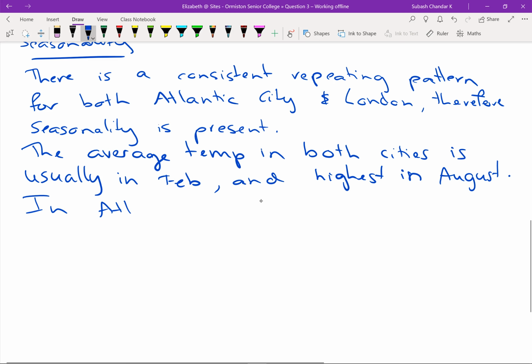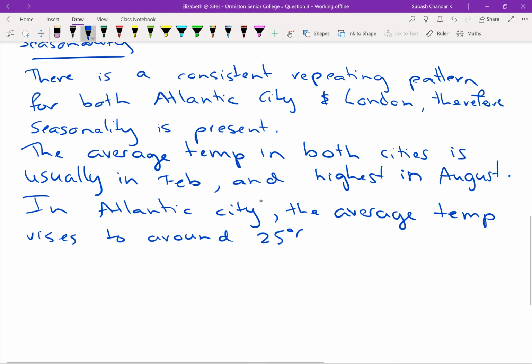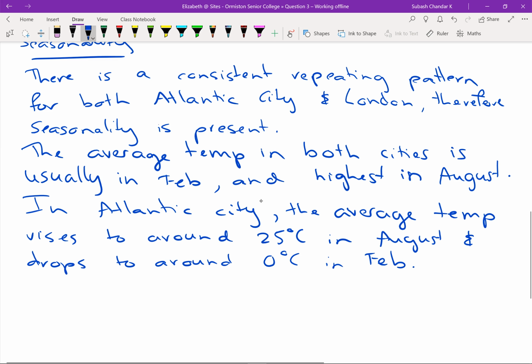Thank you. So in Atlantic City, the average temperature rises to around 25 degrees in August and drops to around 0 degrees in February. Yep. Find the same kind of evidence for London, highs and lows. It's highest at this temperature, lowest at this temperature. So I'm matching up that same value. Okay. And then I want to tell the story.